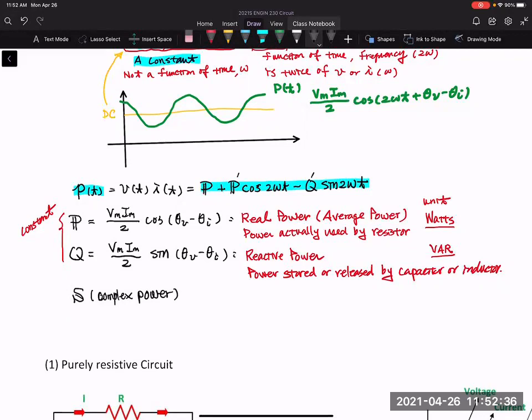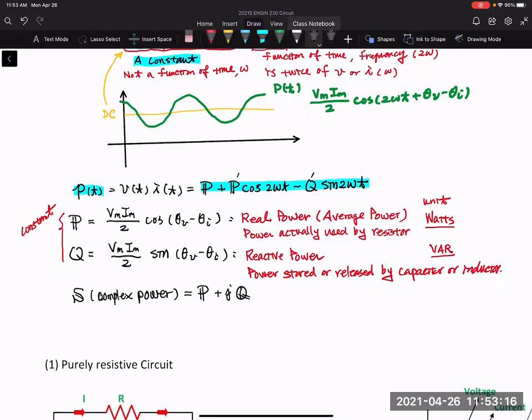Okay, so what is a complex power? The complex power simply means let's put these two powers together in a complex number. It will be equal to your real power, or average power, plus j times your Q. That makes these two become one, which is the total power, and this total power is what we call the complex power. It is a combination of the real power and the reactive power in a complex form.